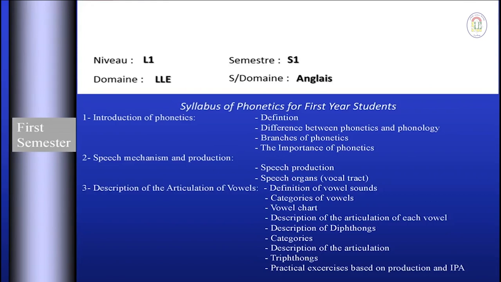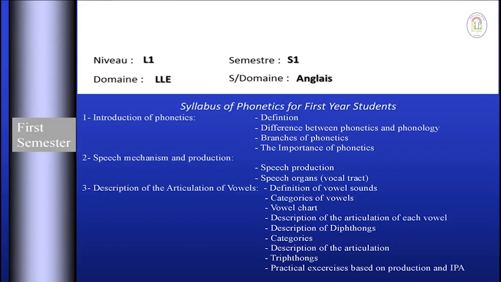We start by defining the vowel sounds, then we are going to show the categories of vowels. Then we have the vowel chart, description and the articulation of each vowel in detail with illustrations and pronunciation of those sounds with IPA transcription. Afterwards, we go to another category of vowels, which is diphthongs. We describe diphthongs. Then we show the different categories of diphthongs that we have: closing diphthongs, centring diphthongs.